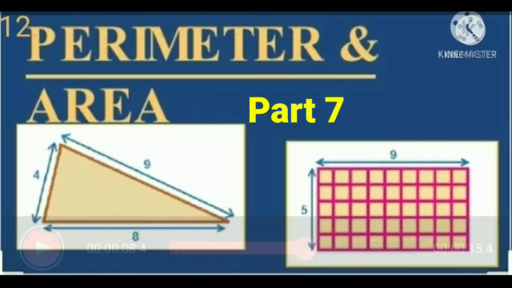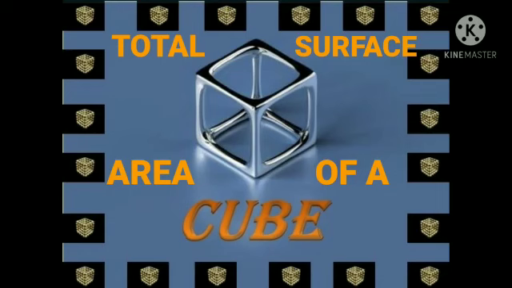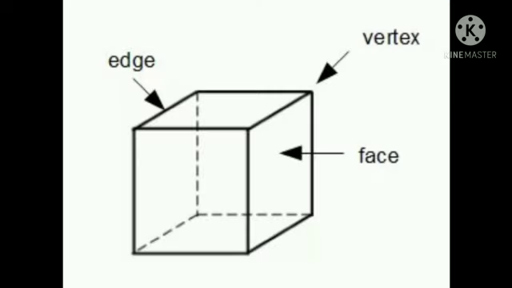Today we will study the 12th chapter, Perimeter and Area. Part 7. Today we will study the total surface area of a cube. First of all, students, what is a cube? A cube means a square-shaped object. Clear everyone? Here we have to study the total surface area of a cube.